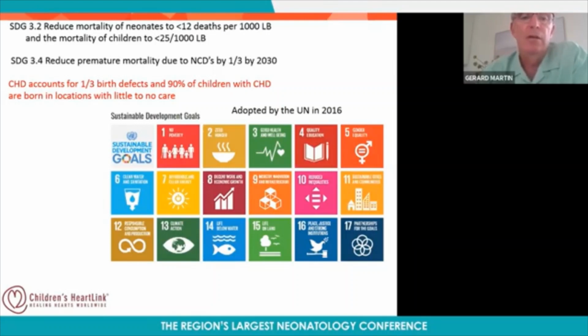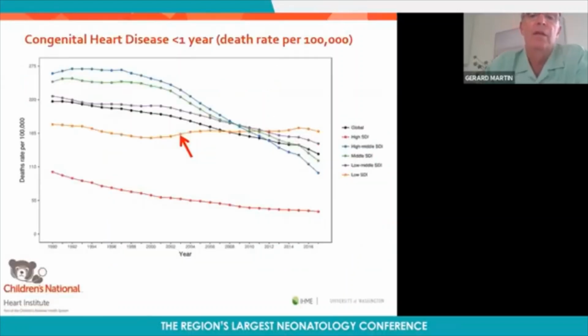Congenital heart disease accounts for 1/3 of the birth defects occurring in children. And 90% of children with congenital heart disease are born in locations with little to no care options. How will we reduce mortality without addressing congenital heart disease in the developing world? We worked with the IHME, a group in Seattle, to really try to take their global burden of disease model and modify it for congenital heart disease.